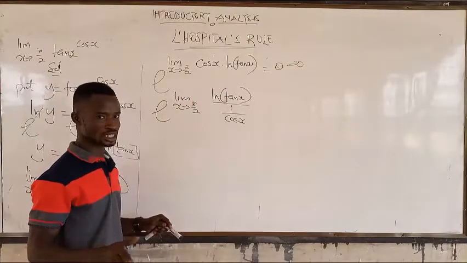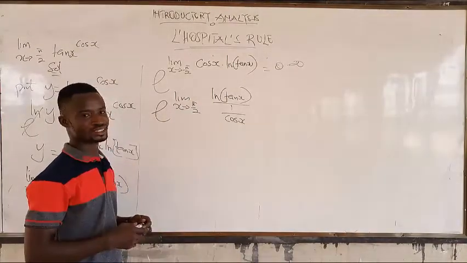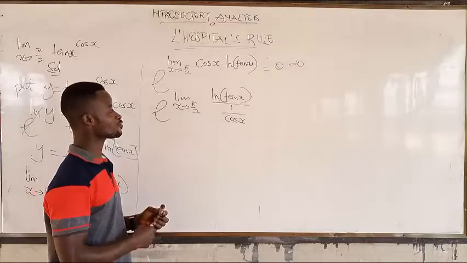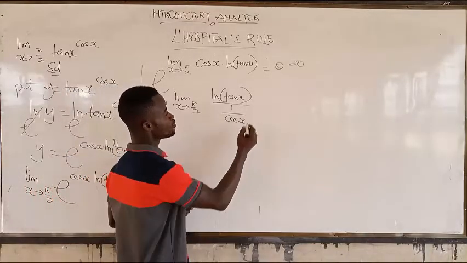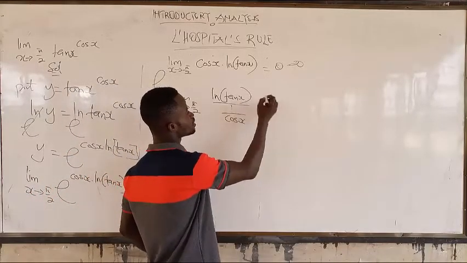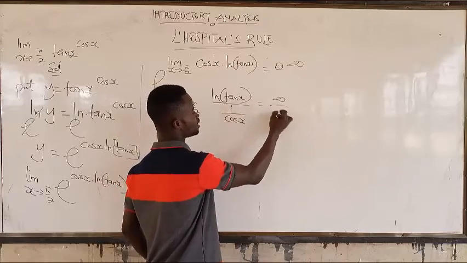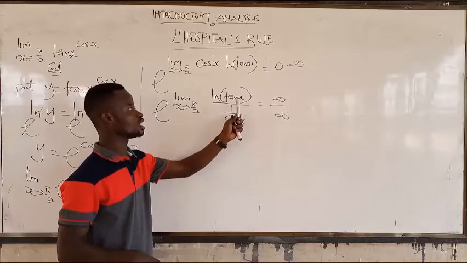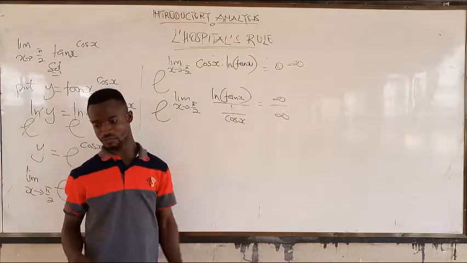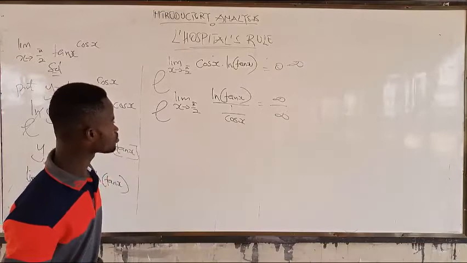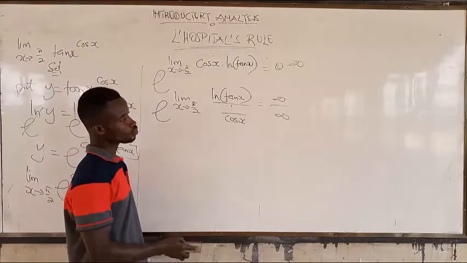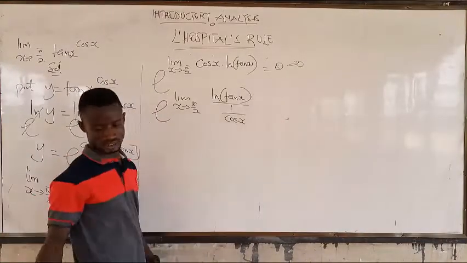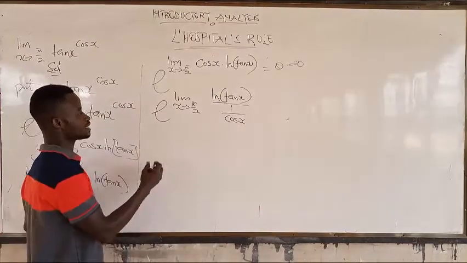So we haven't changed anything, but this is just going to help us get into the indeterminate form, because you can see that with this you are going to get infinity over infinity, because this is 1 over 0, which is infinity, and this one is going to be infinity. Very good. So that is that. Then we move on to find the derivative.